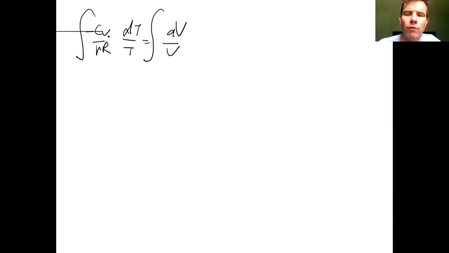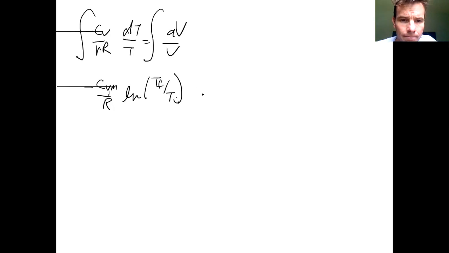These, CV over NR, are all constants. This is essentially a dx over x, and remember that dx over x are natural log functions. So the integral of these two gives me the following. I'm going to write this in a little bit different way here. CV over N is simply the molar heat capacity. So this is CVM over R, natural log TF over TI equals natural log VF over VI.